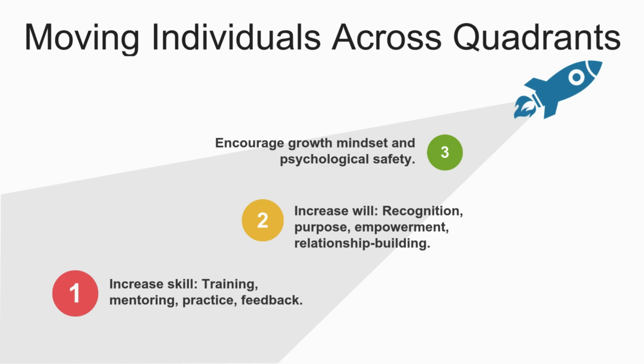So how do you move them across quadrants? You start with training, mentoring, practice, and feedback to increase the skills. So to increase the skills, you're training, mentoring, practicing, and providing feedback to give them mastery experiences to increase their efficacy to move up. You increase your will.